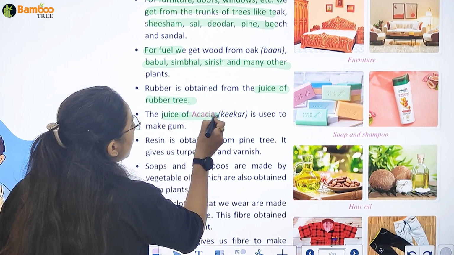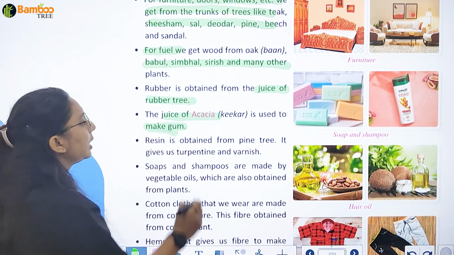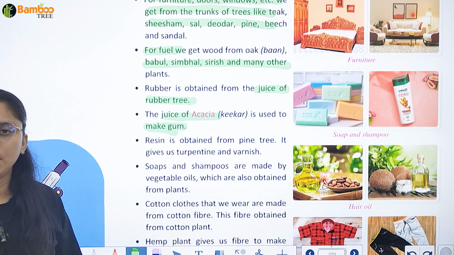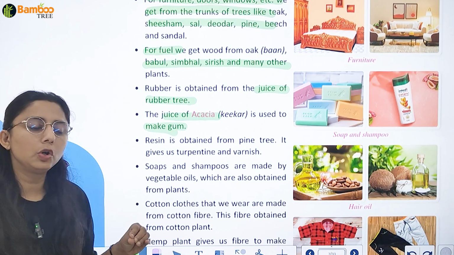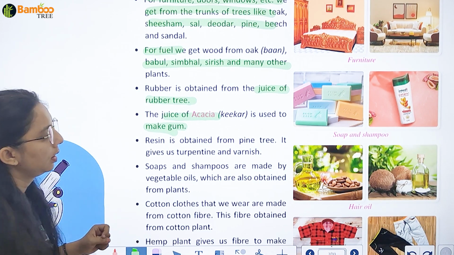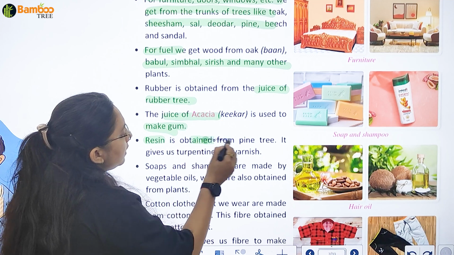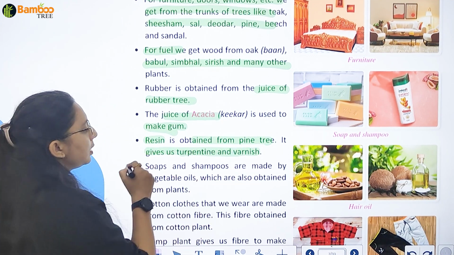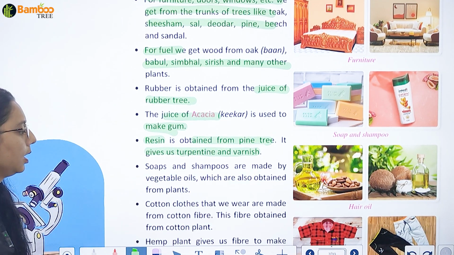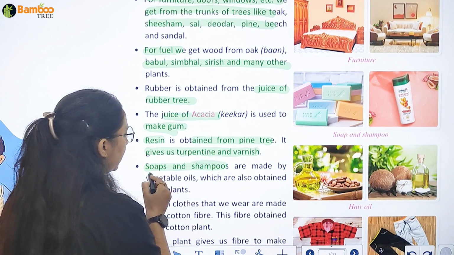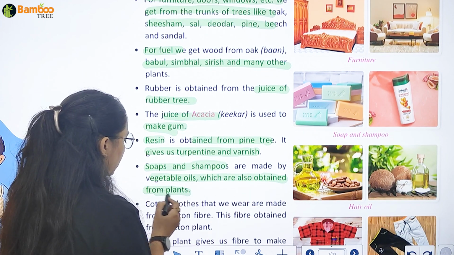Rubber tree, juice of acacia जिसे कीकर कहते हैं. It is used to make gum. ठीक है ना? Fevicol आपने देखा, glue बनाने के काम. Resin, it is obtained from pine tree. ये एक turpentine या varnish देता है. Soaps and shampoo, vegetable oils, which are also obtained from plants.